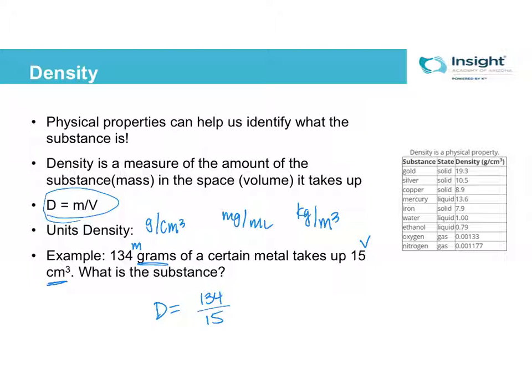And that gives me, 134 divided by 15, 8.93. My units are going to be grams per centimeter cubed. All right, and now I can go to this table over here and I can see, well, which substance has a density of really close to 8.93? And that is where I can see, oh, copper, 8.93.